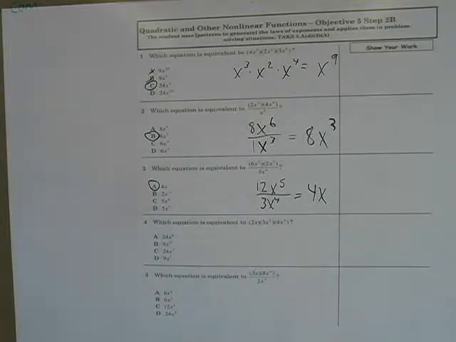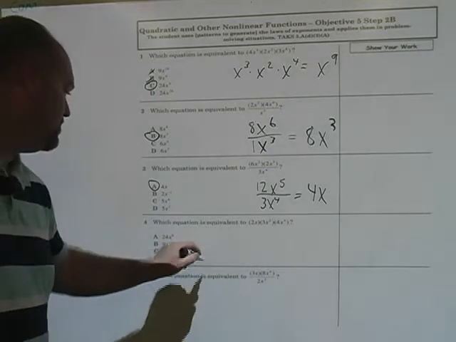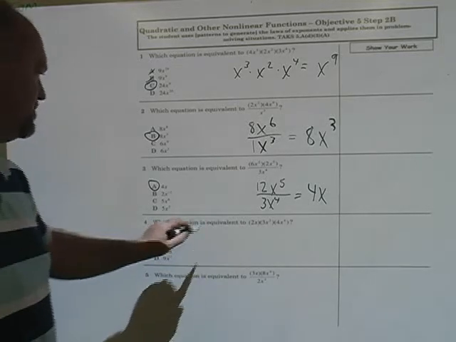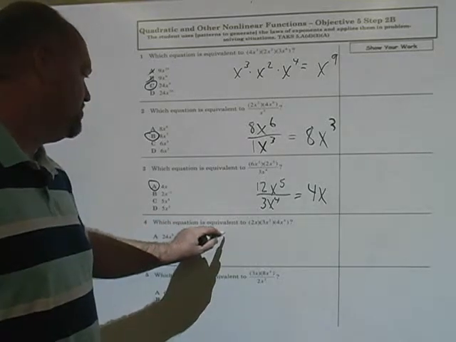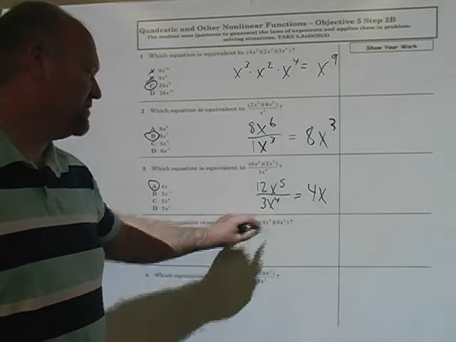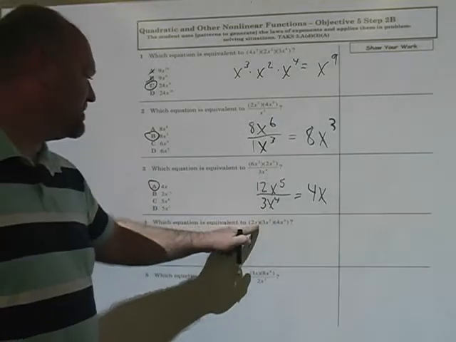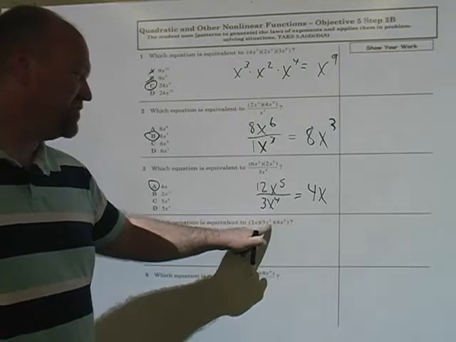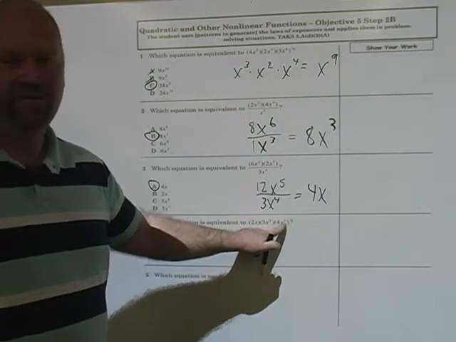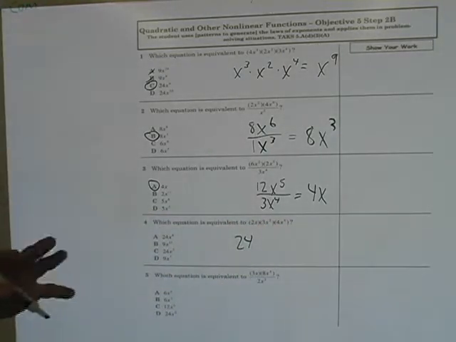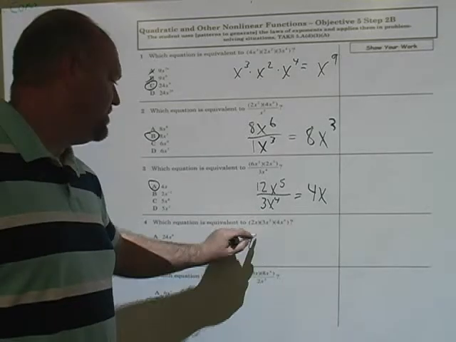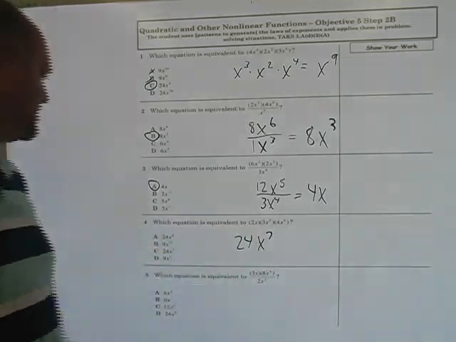Number 4. 2 times 3 is 6. 6 times 4 is 24. x to the first times x squared times x to the fourth. Just add the exponents. You get x to the seventh.